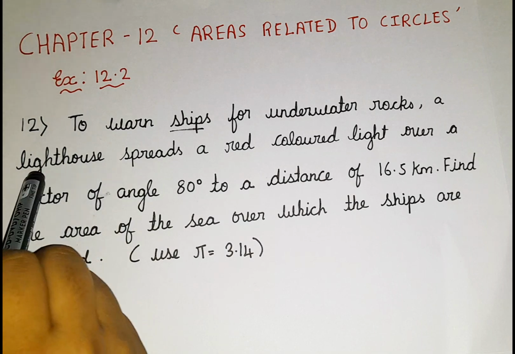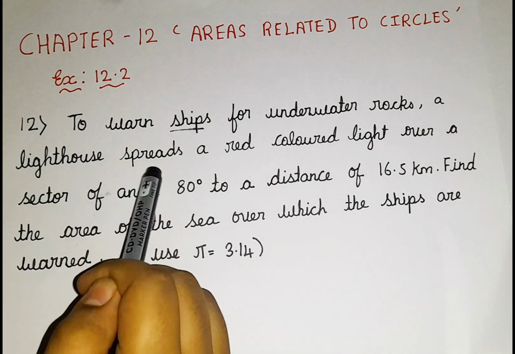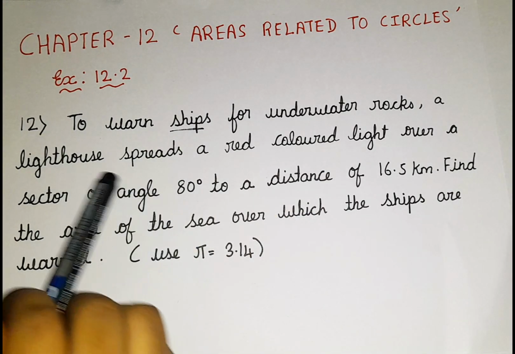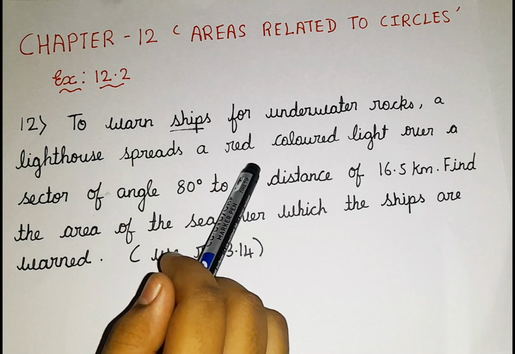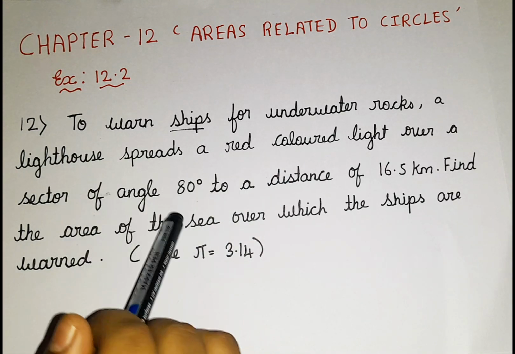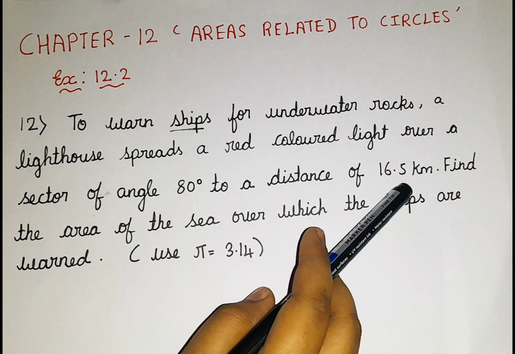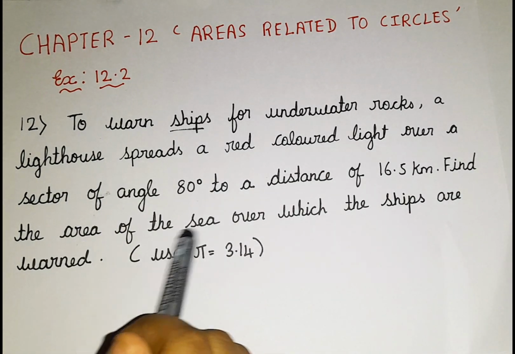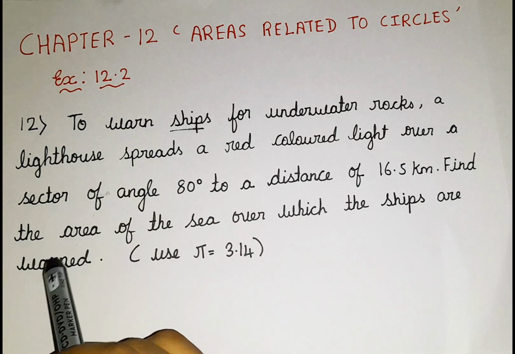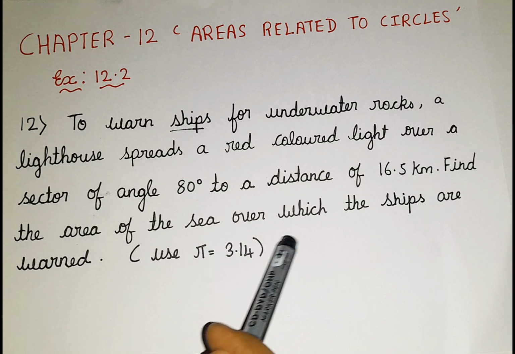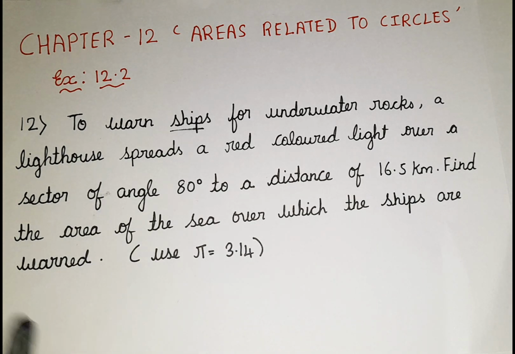To guide them. The lighthouse spreads a red colored light over a sector of angle 80 degree. So the lighthouse spreads red color light in an angle of 80 degree, and the distance is 16.5 km. You are supposed to find the area of the sea over which the ships are warned. On which particular area of the sea the ships are warned, we are supposed to find that. To find that, first let us draw a rough figure.